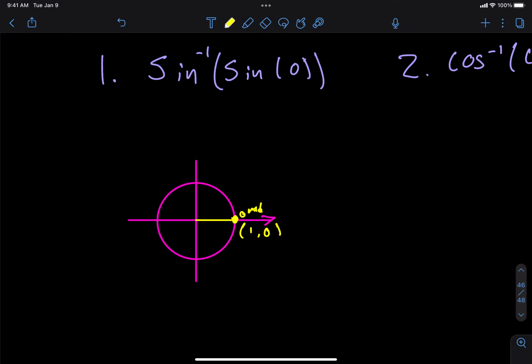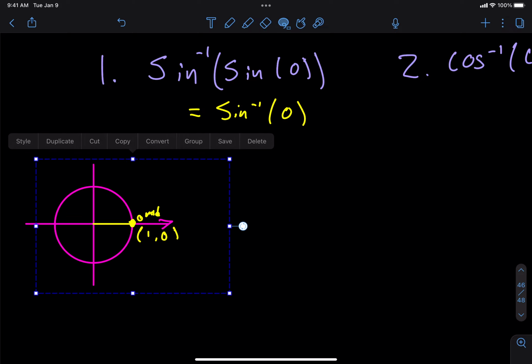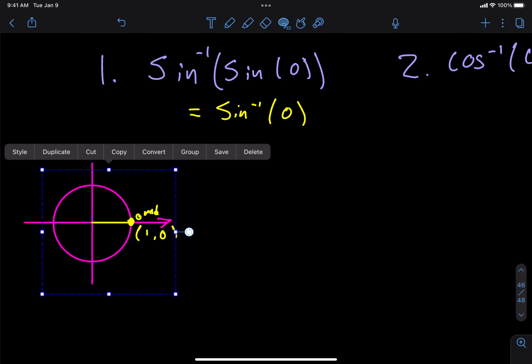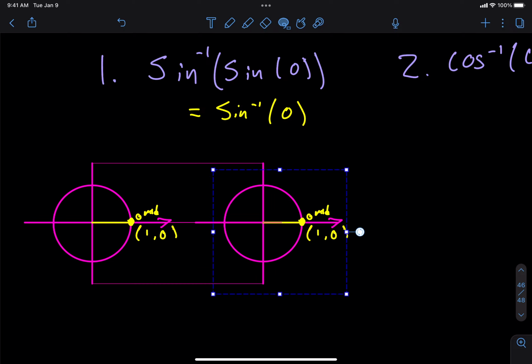So we could rewrite this as sine inverse of, what is sine of 0? It is just 0. So we have sine inverse of 0. Now what am I supposed to do? I need to do sine inverse, which is a little bit of a different flavor of thing to do. Let me show you why.